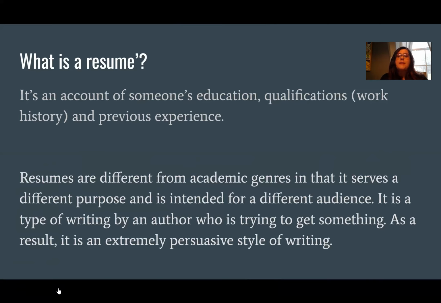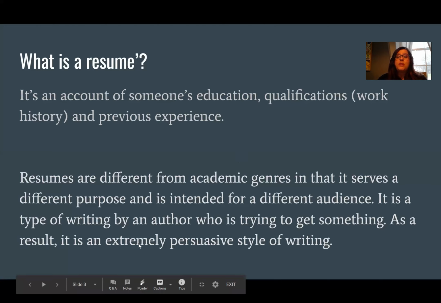Resumes are different from academic genres in that they serve a different purpose and are intended for a different audience. Usually in humanities, we always talk about who the intended audience is. In this case, the intended audience is going to be a future employer, perhaps a scholarship board, or maybe even an advisory board or admissions board at a college or university that you might be applying to. Keep in mind that it is a really persuasive style of writing, because what are you trying to do? You're trying to convince people that you are the best candidate for their position, whatever that might be.